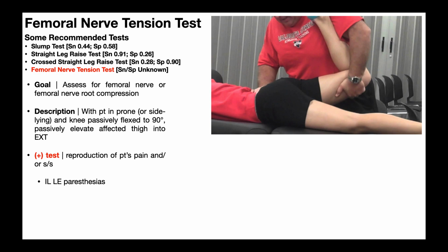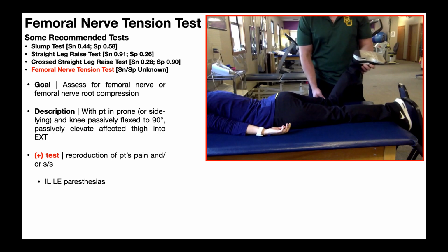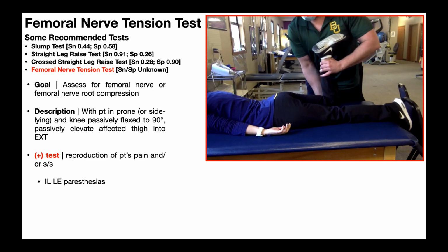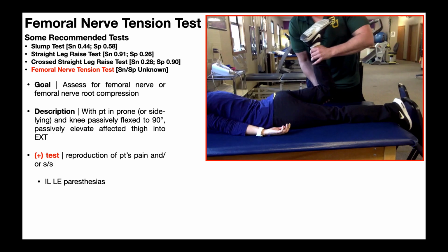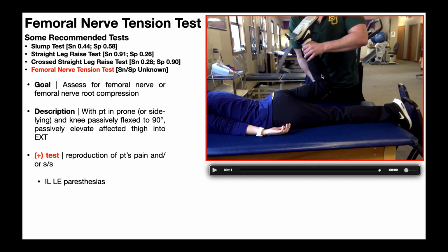So how do you perform the femoral nerve tension test? Well, you'll begin with the patient in prone like you see here, and then you're going to take their knee and passively flex it to 90 degrees. Then you'll take their entire lower extremity and elevate the thigh at the hip joint, and you're moving it into hip extension while maintaining this knee flexion.